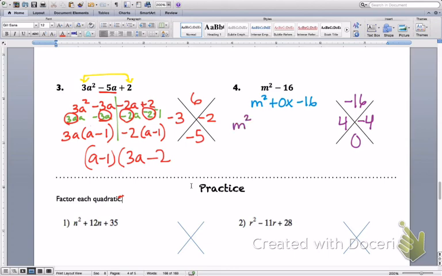So m squared plus 4. And that should have not been x, now that I think about it. Let's go back and fix that. That should be an m. Let's actually erase that. 0m. So we have 4m at this point, minus 4m, minus 16.